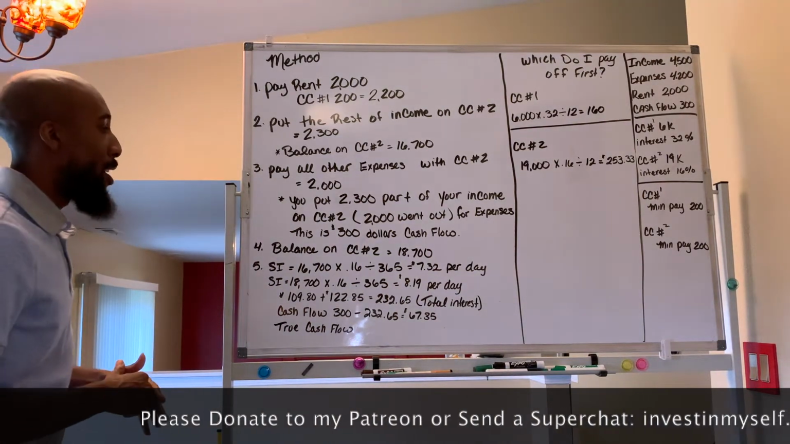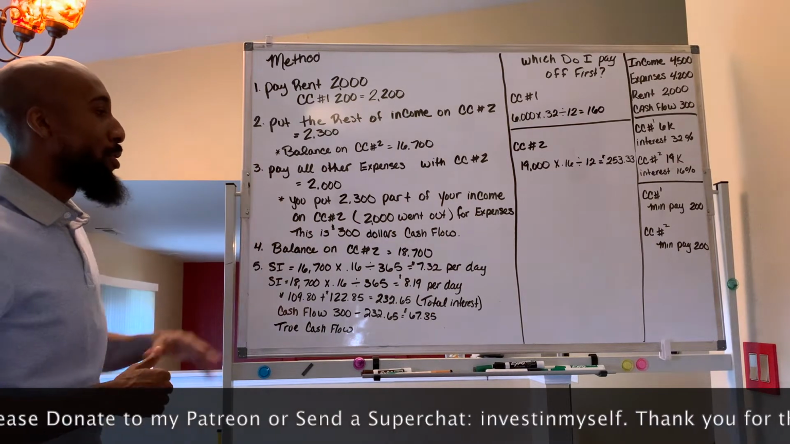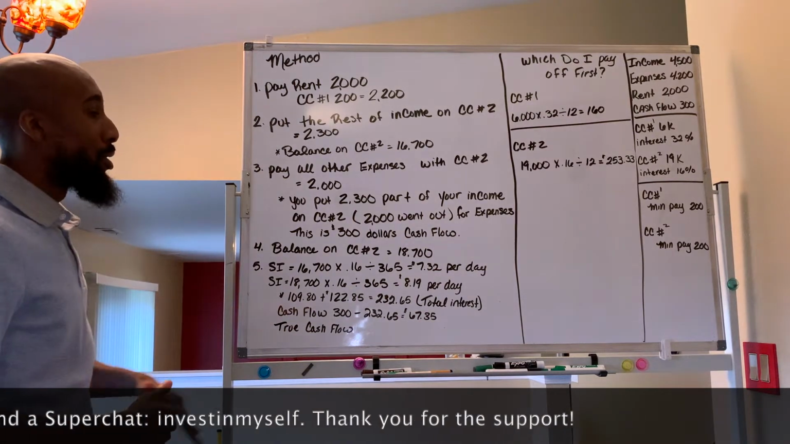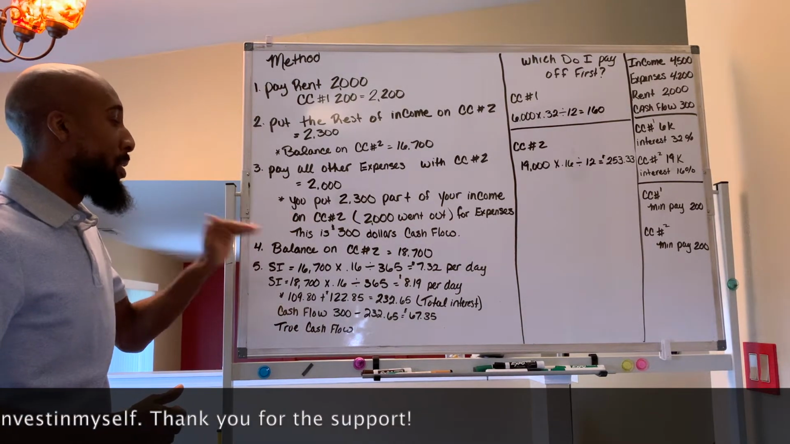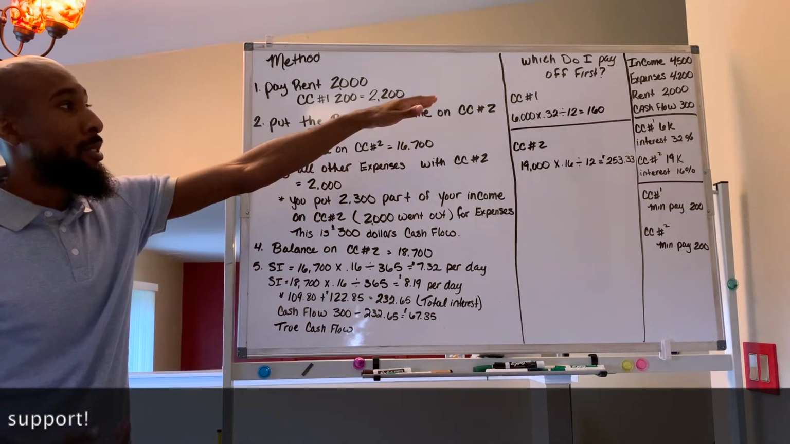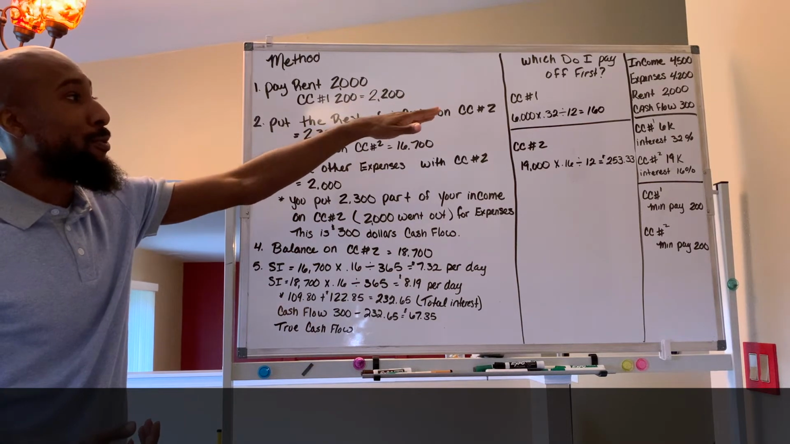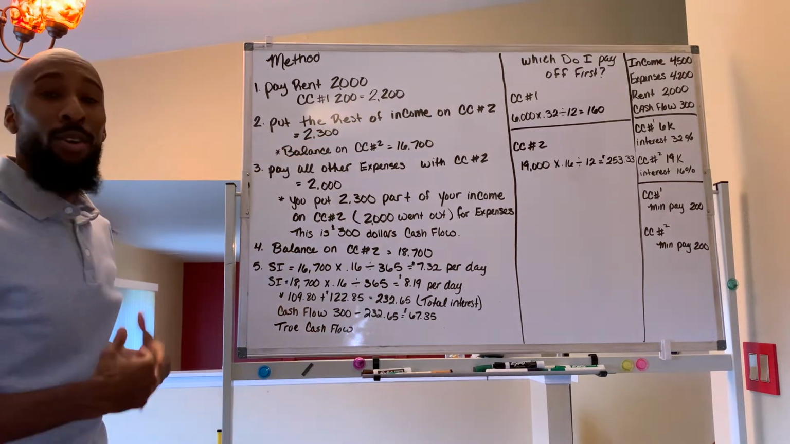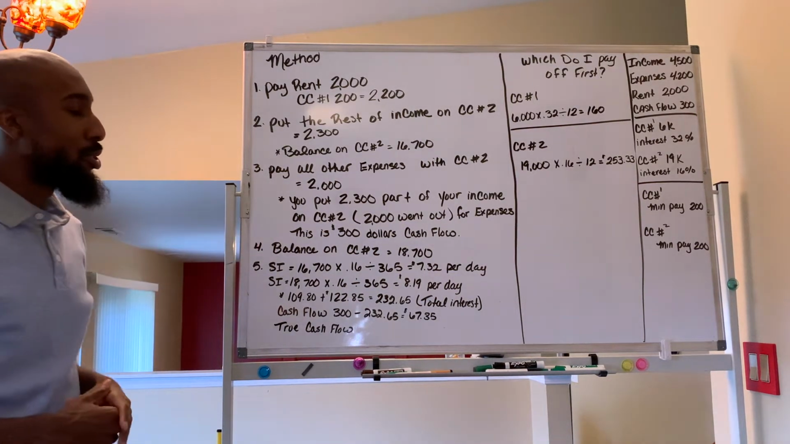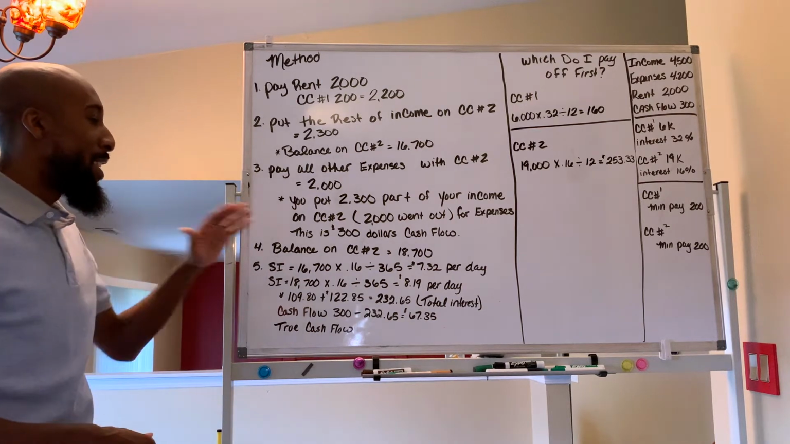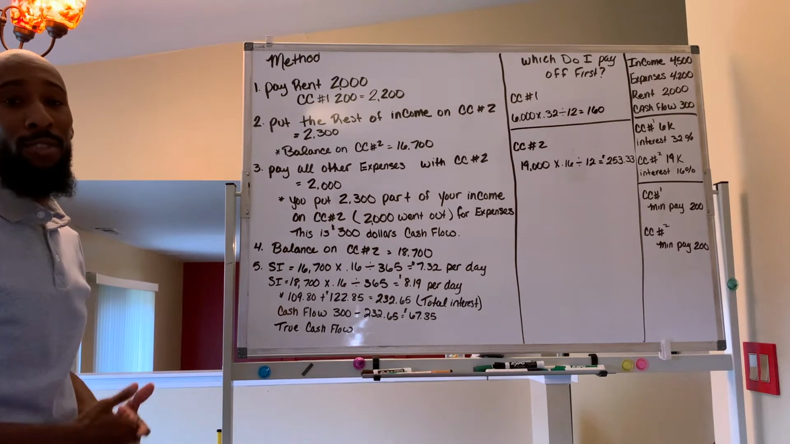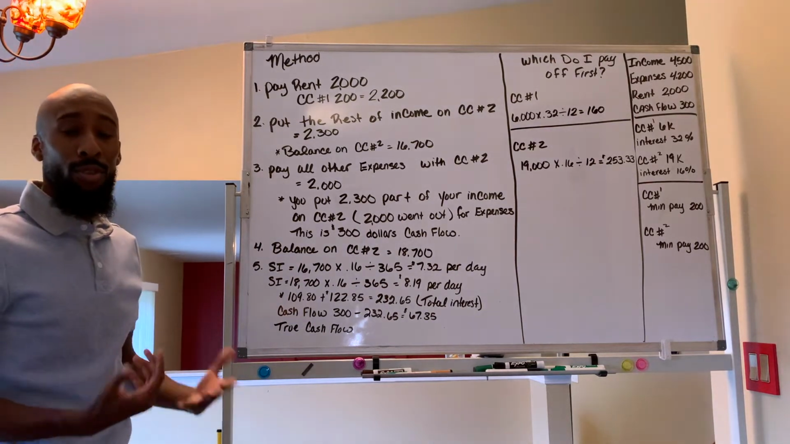So if we break this down, we put $2,300, part of our income, on credit card number 2. Now $2,000 is going to go out for expenses. This is going to leave our cash flow at $300, right? So $4,500 minus $4,200, cash flow $300. So step 4, the balance on credit card number 2 now is $18,700.